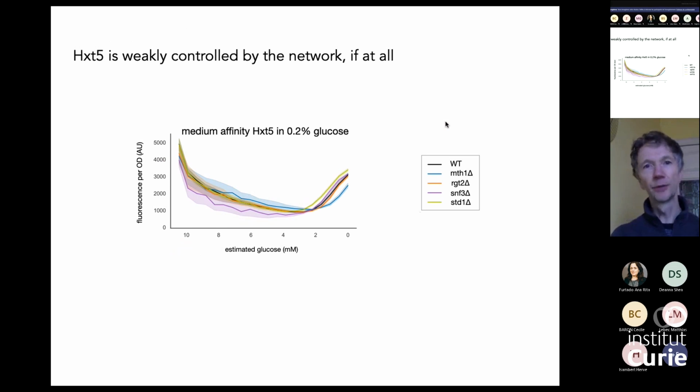Sorry, I should just point out before we do that, that hxt5, which is an odd one, doesn't seem to be regulated by the network at all, or very lightly. So its behavior hardly changes with all the deletions.